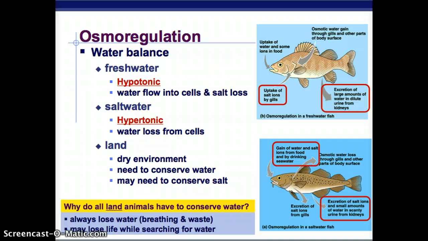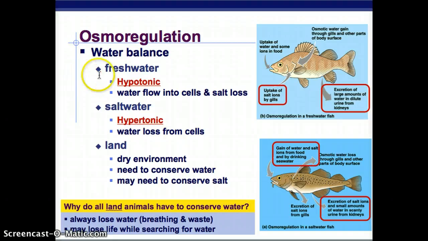All right, osmoregulation. Sorry, it's not oxygen regulation, it is water balance. We talked about how fish regulate how much water they have in them in order to make them either float or sink. Oh, sorry, that's my physics class. Anyway, so that's what they do.